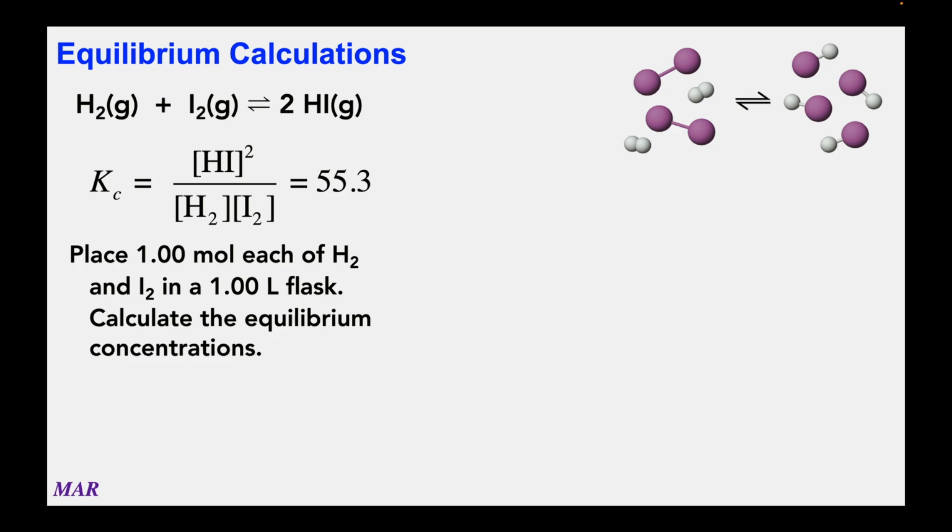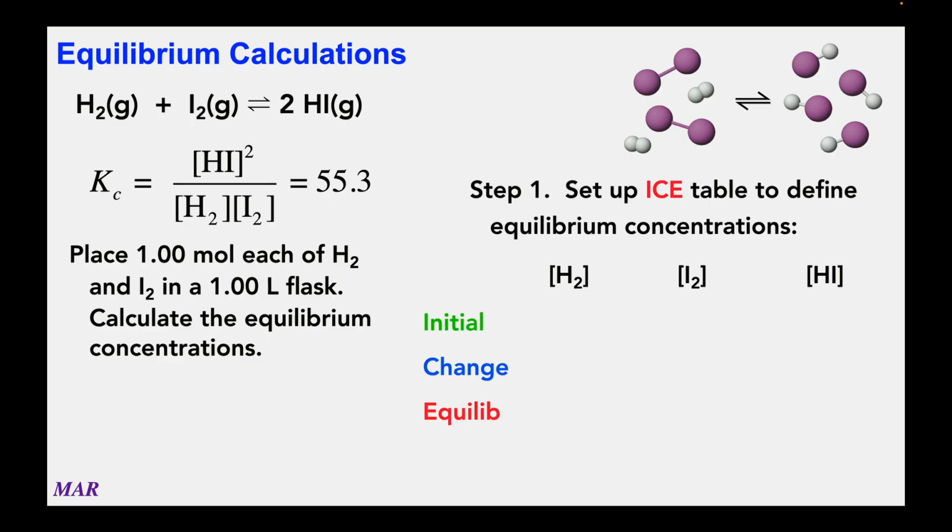So I'm going to try and share with you some of the ideas here that might be helpful. So we're back to the H2 and the I2 making 2HI, and 55.3 is the equilibrium constant. So let's say we put a mole of hydrogen and iodine in a 1 liter flask. How does that work out? Let's calculate the equilibrium concentrations. Well, you guessed it, we need an ICE table, initial, change, equilibrium.